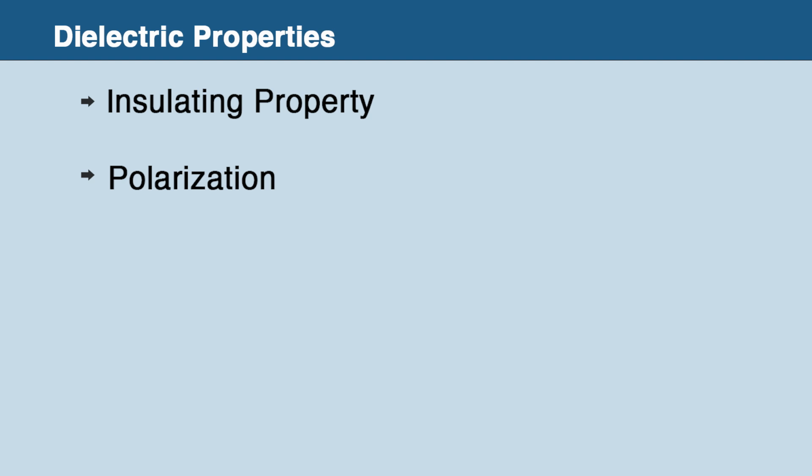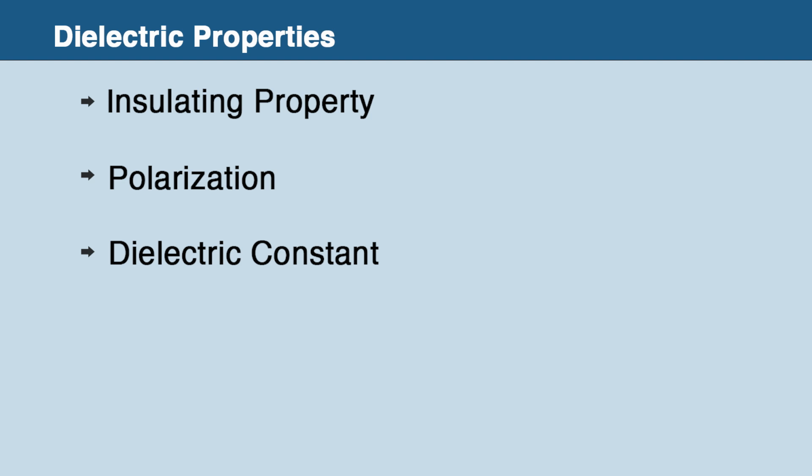Then the next property is polarization. What is polarization? When an electric field is applied to a dielectric material, the electric charges within the material are slightly displaced from their equilibrium positions. This displacement creates an internal electric field that opposes the external field, and this phenomenon is known as polarization.